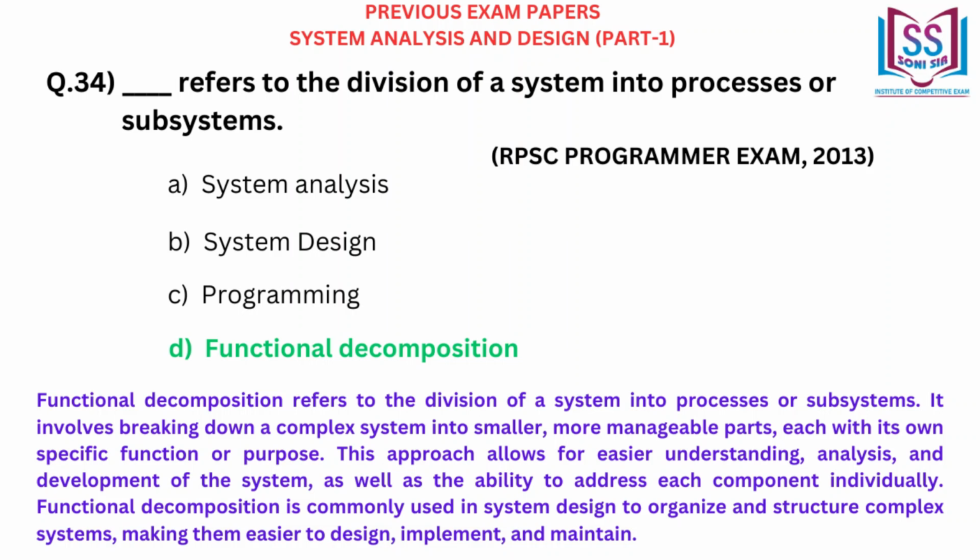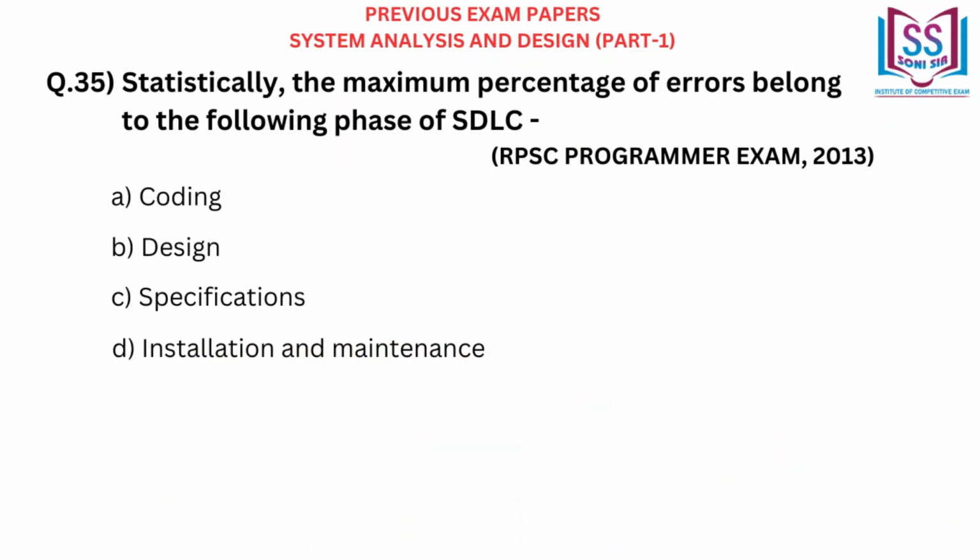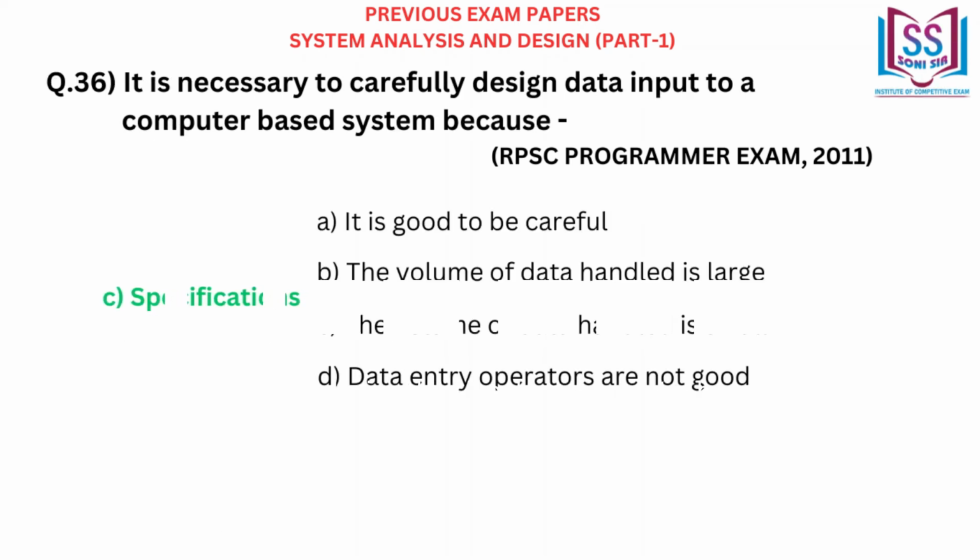design, implement, and maintain. Statistically, the maximum percentage of errors belongs to which phase of the SDLC? A. Coding. B. Design. C. Specifications. D. Installation and maintenance. Correct answer: C. Specifications.